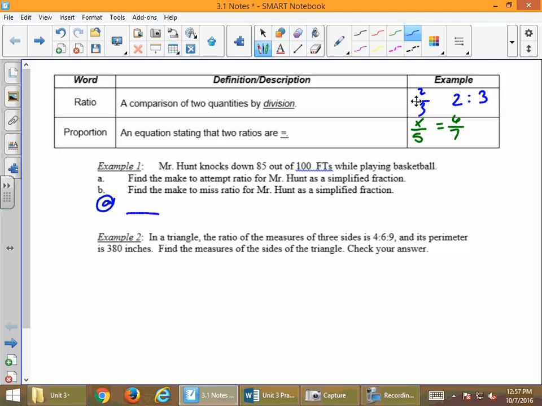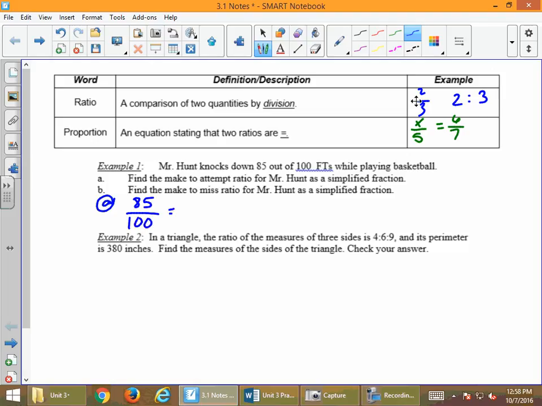Well, whatever comes first. So the first thing is make. How many shots did he make? 85. That's going to go in the top. Right? Whatever comes first goes in the top. Whatever comes second goes in the bottom. So how many shots did he attempt? 100.